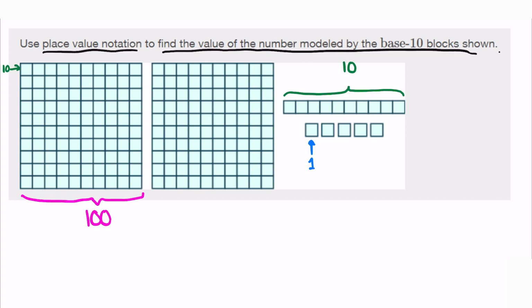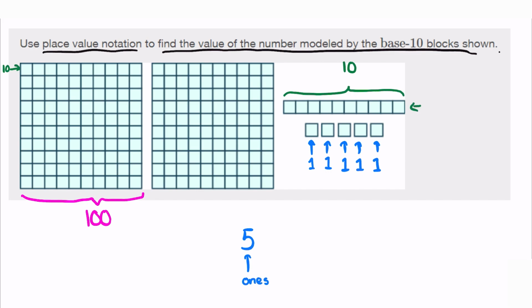To use place value notation to find the value of the number represented by these blocks, what we can do is start by counting how many of each set of blocks we have. First, let's find out how many 1s we have. We know that each small block represents 1. So our question is, how many small blocks do we have that are not grouped together? In this case, we have 5 small blocks.